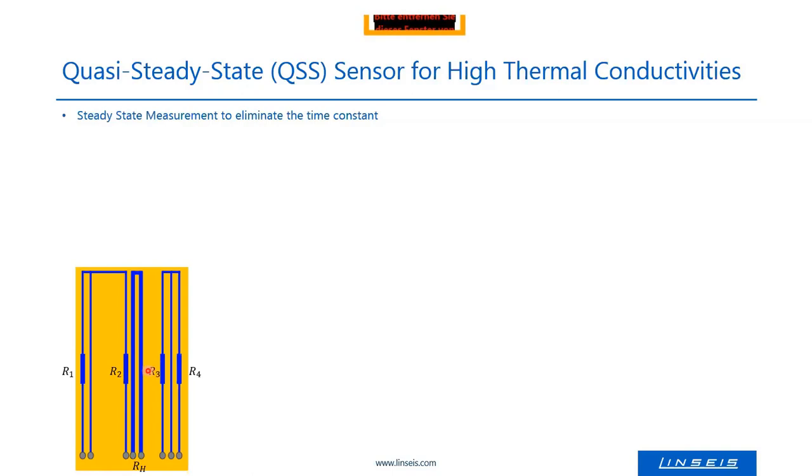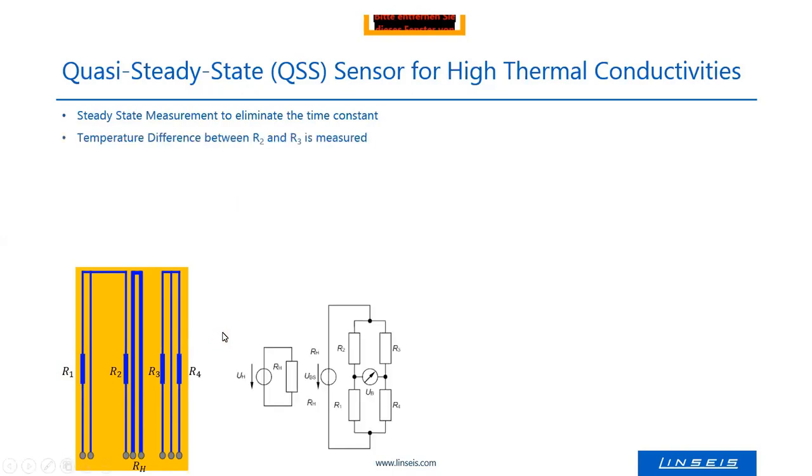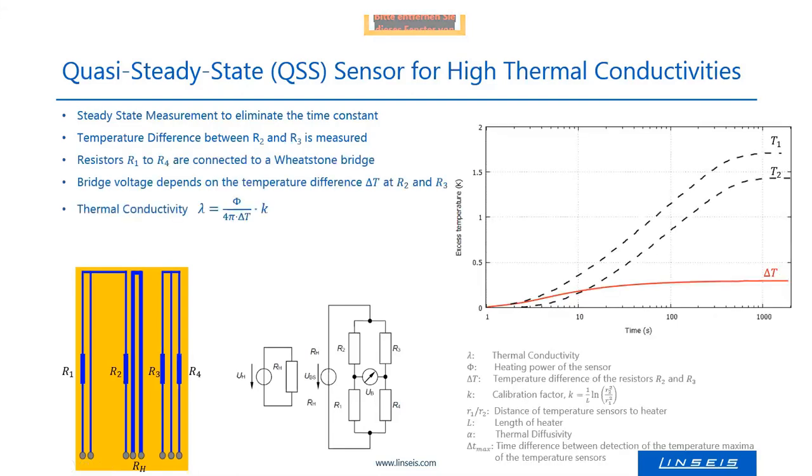And we measure until we have a constant delta T between R2 and R3. So it is a steady state method because we apply a heating current and then we measure until we have a constant delta T, a constant gradient. The resistances or thermometers R1 and R4 are needed to build the Wheatstone bridge in the sensor, as we see here.